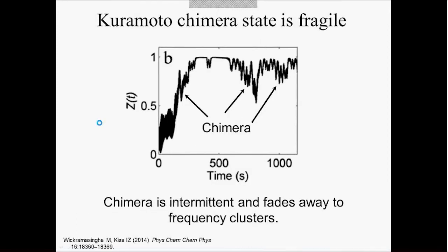However, this chimera state is fragile in the sense that we can only see it temporarily over the course of an experiment, and is intermittent. It fades with the clustering, so we can see it here, and here.